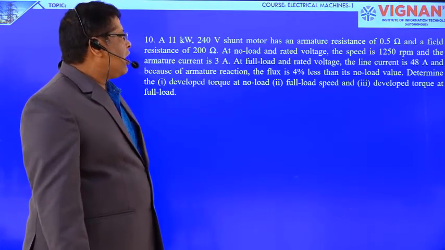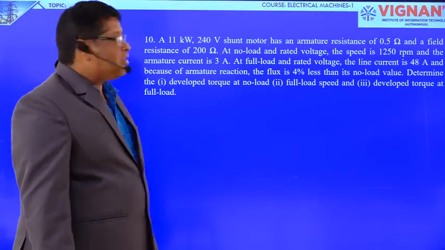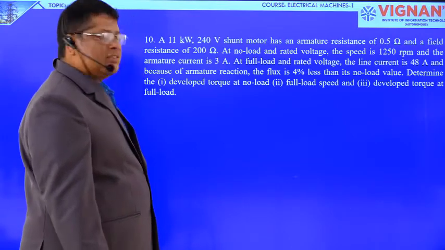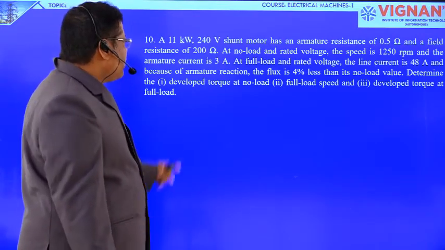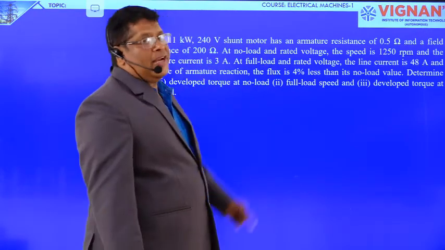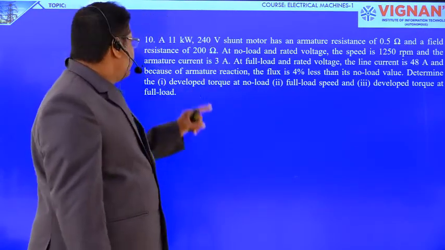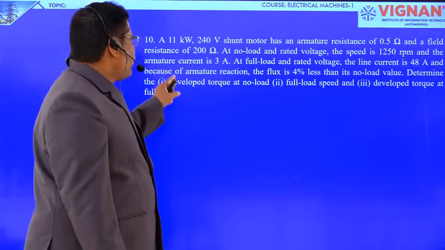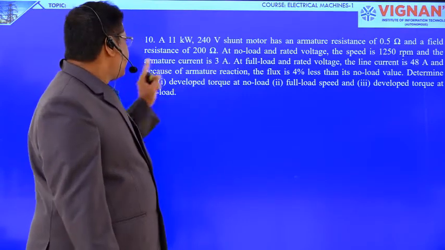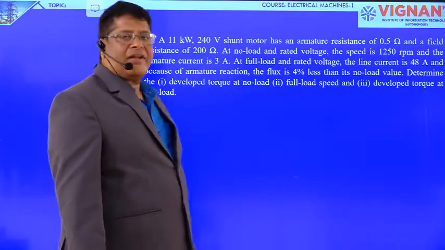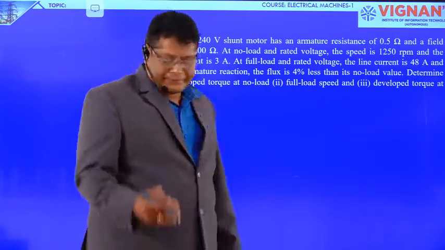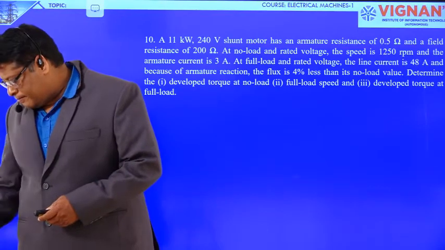At full load at rated voltage, the line current is 48 amperes, and because of the armature reaction, the flux is 4% less than the no load value. Determine the developed torque at no load and full load speed and developed torque at full load. This is a very, very important model problem. So let us see step by step.